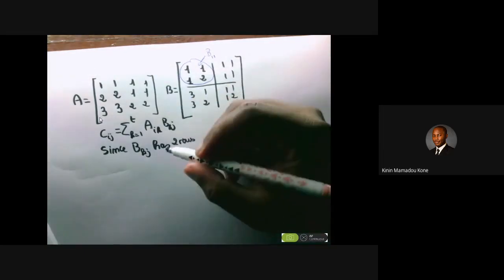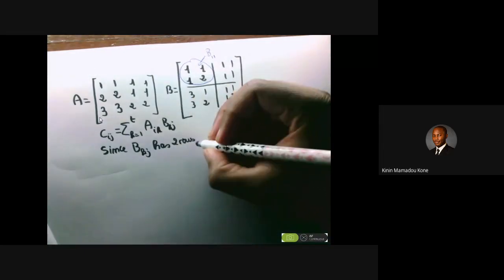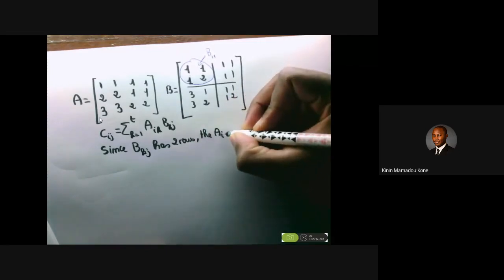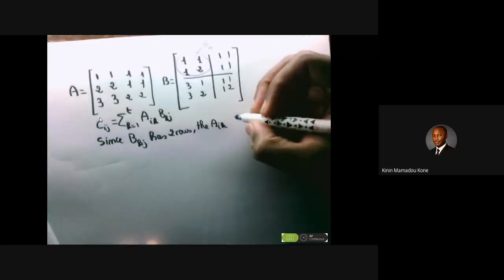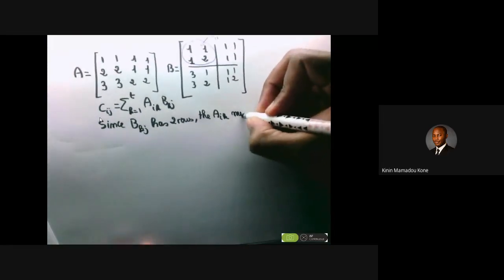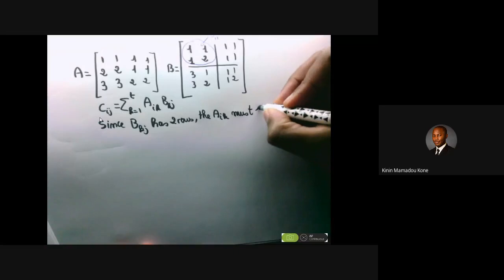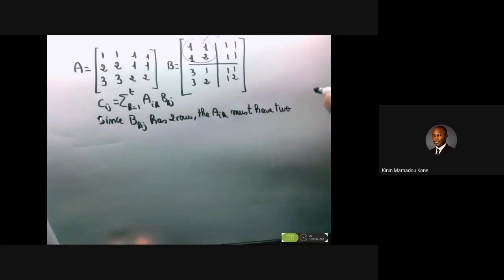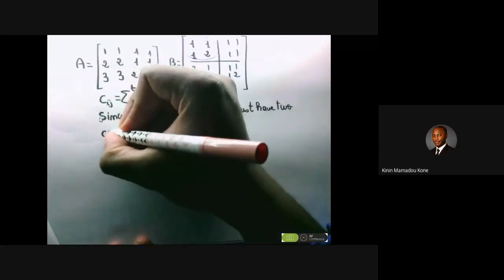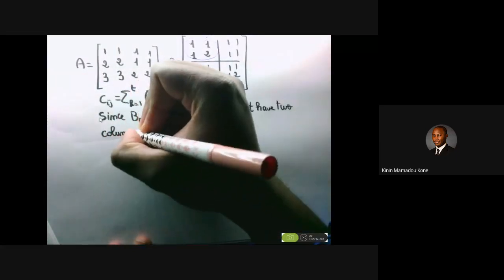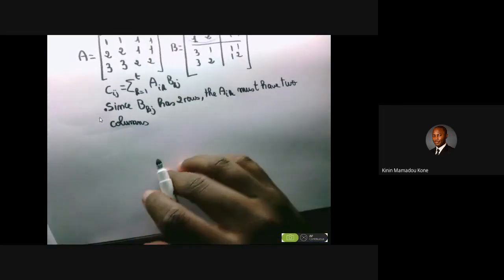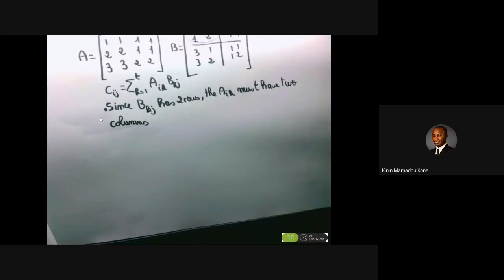So since B sub kj has two rows, the A sub ik must have two columns. So let's start with the first one. In order for us, there are two possibilities.